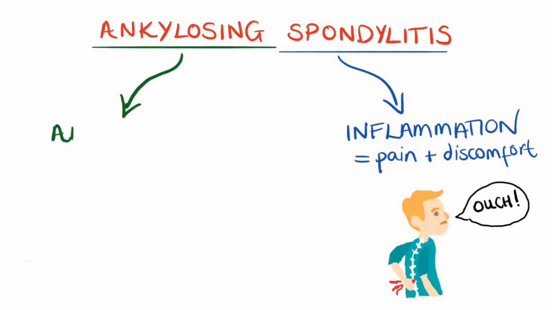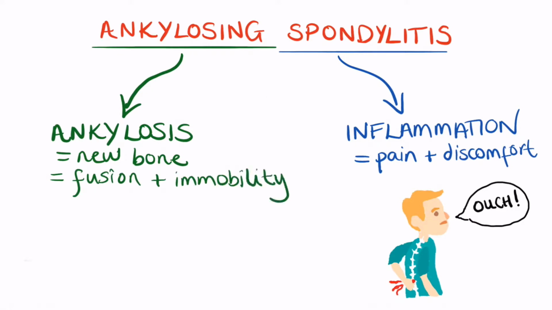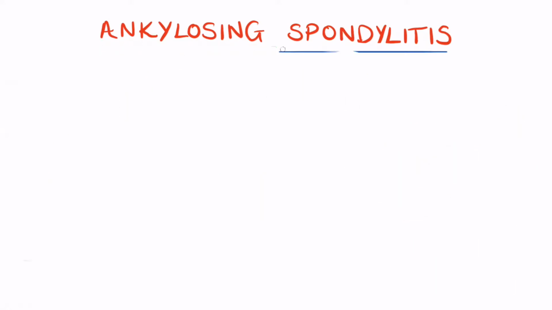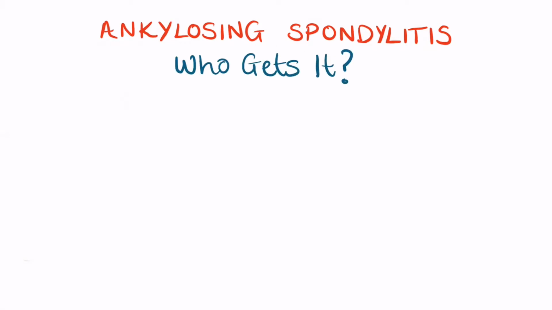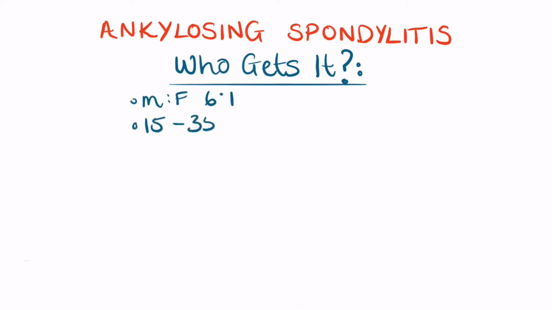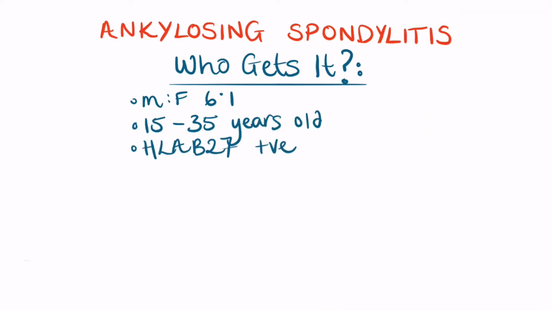Ankylosis is when new bone formation in the spine causes it to fuse in a fixed, immobile position. So, who gets AS? Well, it is more common in men at a ratio of 6 to 1. The peak onset is 15 to 35 years old. In addition, patients with AS are often HLA-B27 positive.